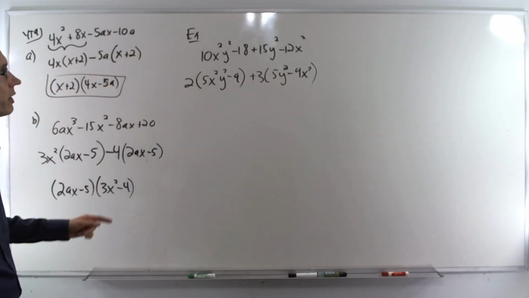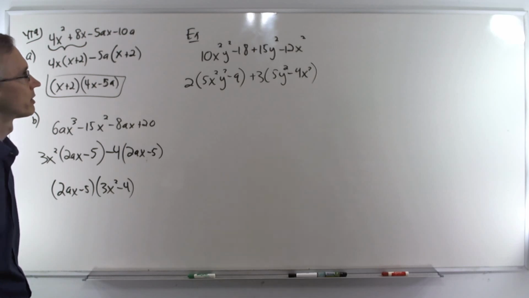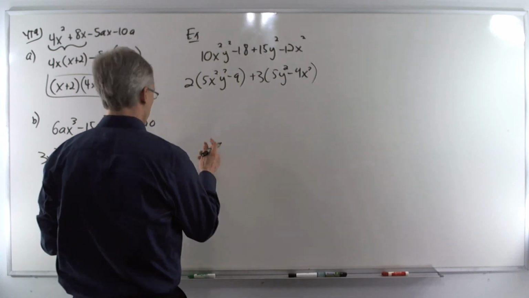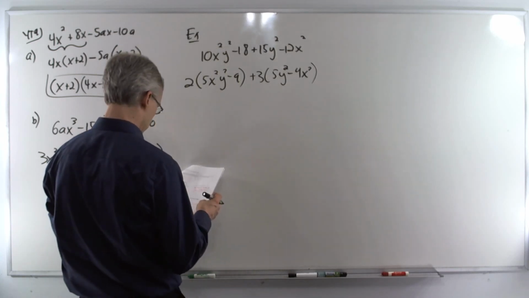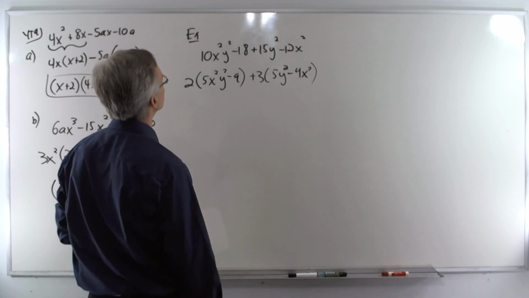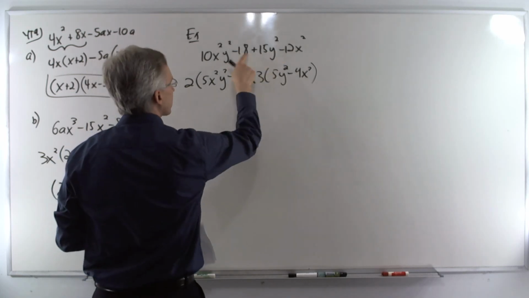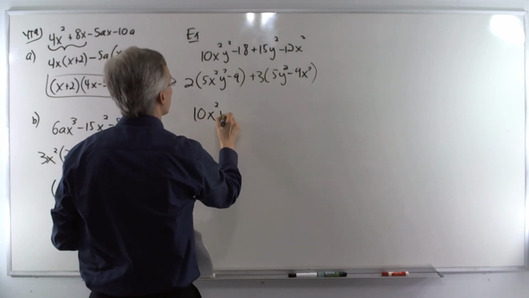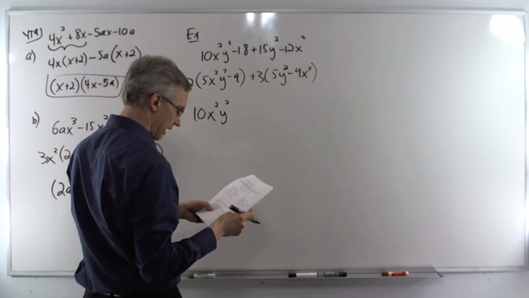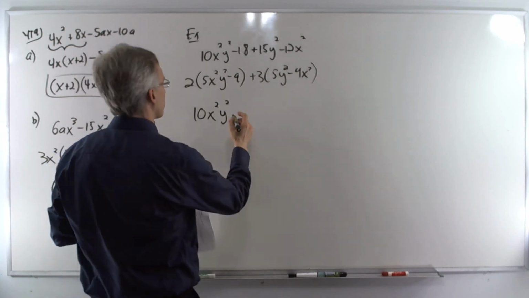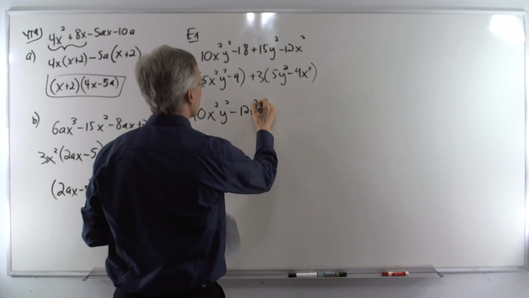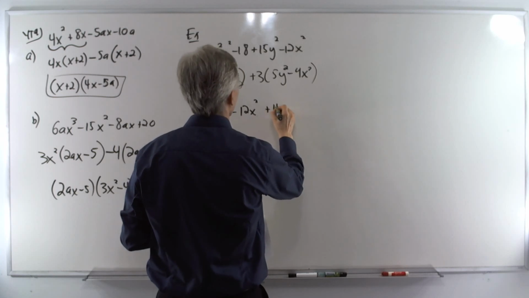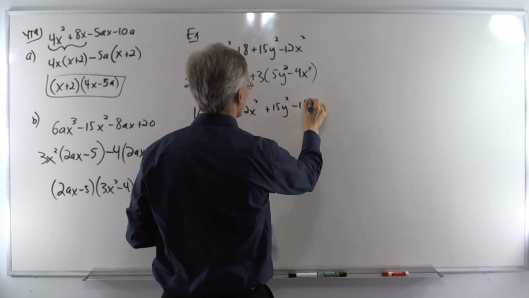So we can't go any further with this method. We need to rearrange the terms, and I'm going to rearrange them in a way that gets some matching variable parts next to each other. I can either move this one over or this one over because we match either x squared or y squared. I'm going to do it the other way. So I've got 10x squared y squared minus 12x squared, and then over here we've got plus 15y squared minus 18.